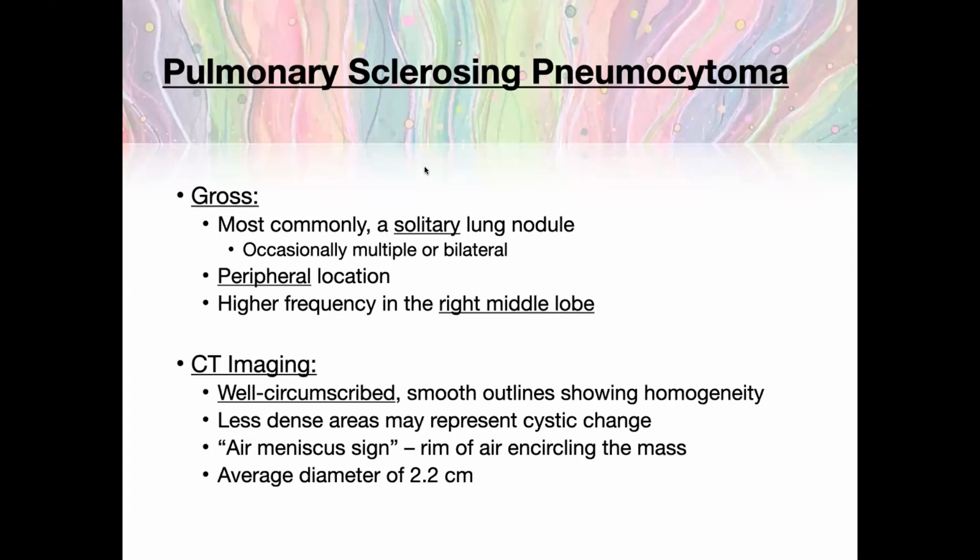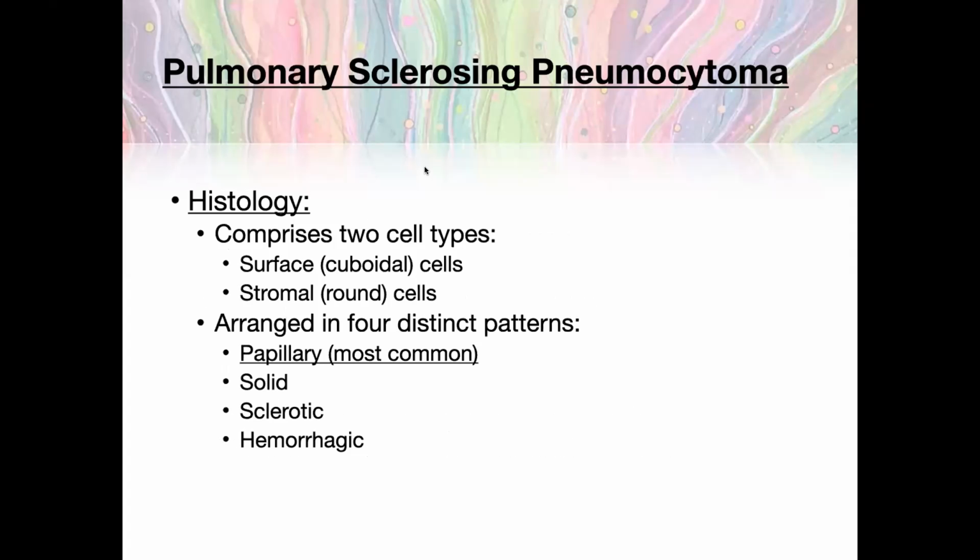The tumor resected from the patient's right middle lobe corresponded to this description. The tumor was circumscribed, soft to rubbery, with an attached sliver of lung parenchyma. The surgeon noted the mass to be hypervascular intraoperatively. The neoplasm comprises 2 cell types, the surface cuboidal cells and round stromal cells.